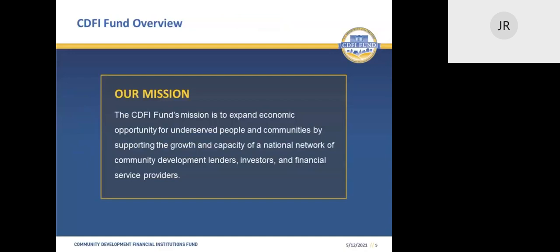So the CDFI Fund's mission is to expand economic opportunity for underserved people and communities by supporting the growth and capacity of a national network of community development lenders, investors, and financial service providers. We accomplish our mission through the programs listed on the next slide. Joan, if you can go to the next slide, please.